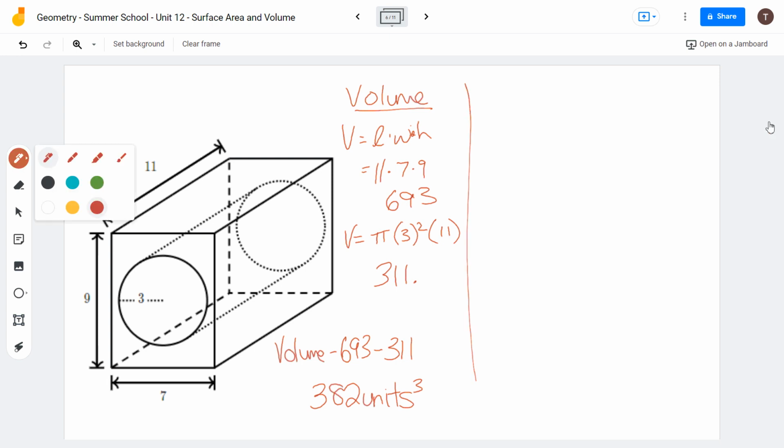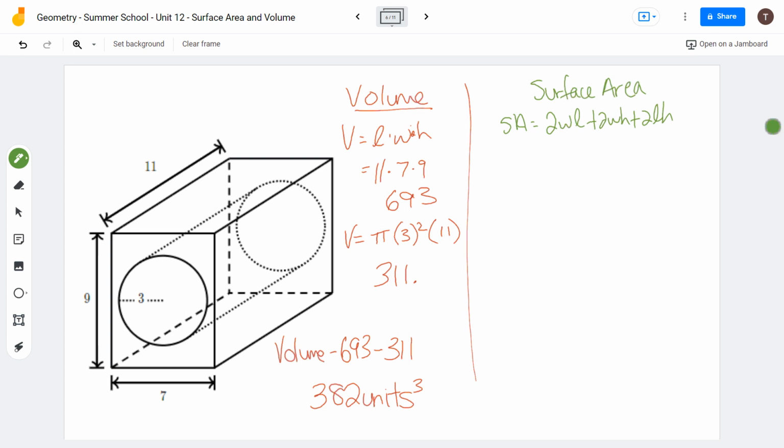Now for surface area, this one can get a little tricky. So the surface area of the rectangular prism first is 2WL plus 2WH plus 2LH. And that might be in a little different order than the formula sheet. I apologize if it is. But it's going to give you the same thing. So 2 times 7 times 11 plus 2 times 7 times 9 plus 2 times 9 times 11.